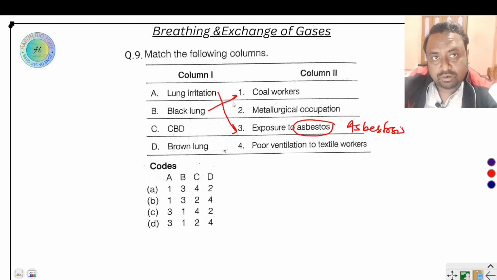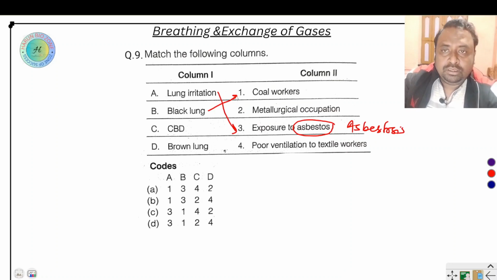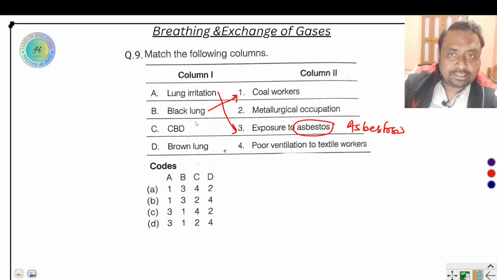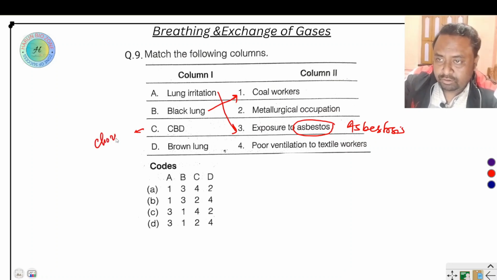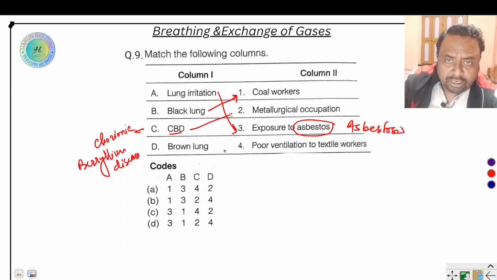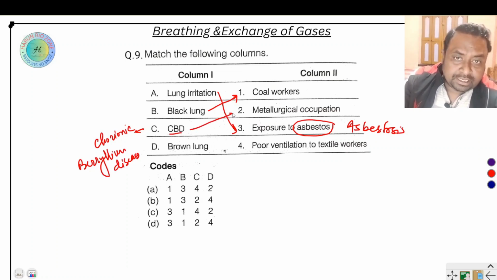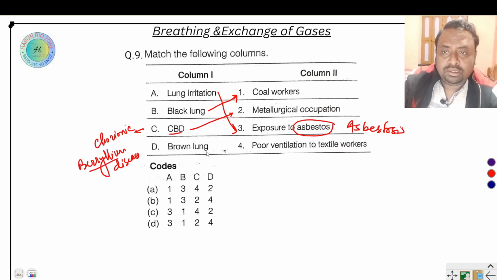Black lung disease affects coal workers. Workers in the coal or mine industry are affected by black lung disease. CBD full form is chronic beryllium disease. It is a metallurgical occupation, like beryllium, a metal. Brown lung is from poor ventilation for textile workers. Okay, the right option is D.